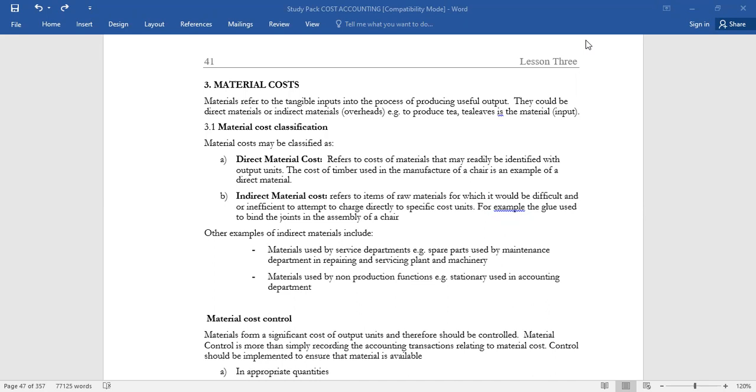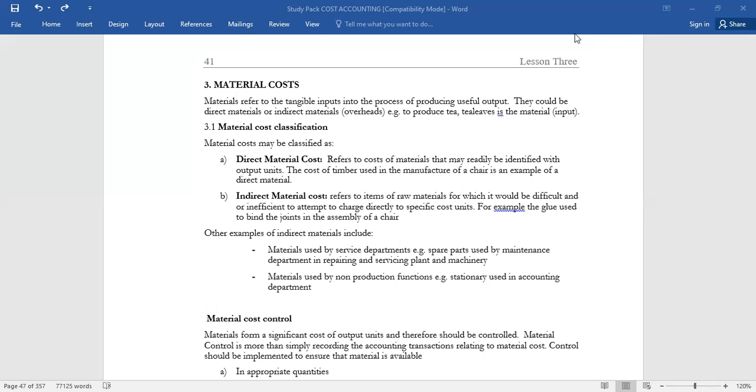So other examples of indirect materials, we talk of the spare parts, we talk of the servicing of the machinery that you are using, others like the stationery or the administrative costs, selling costs, marketing costs, etc.